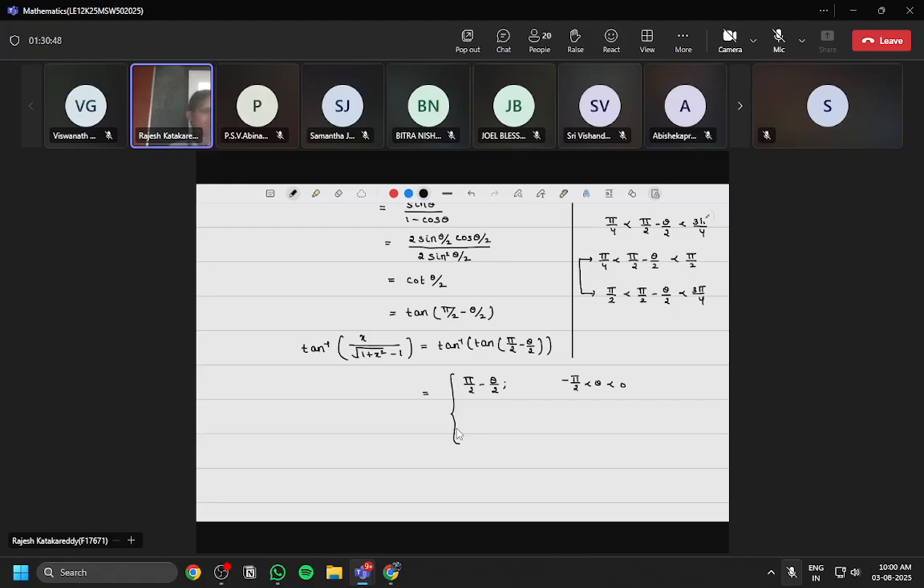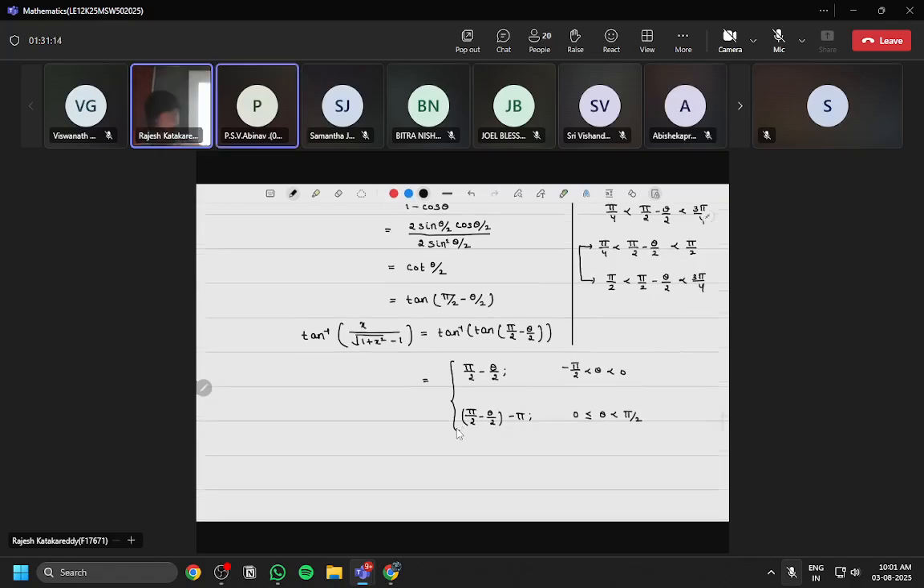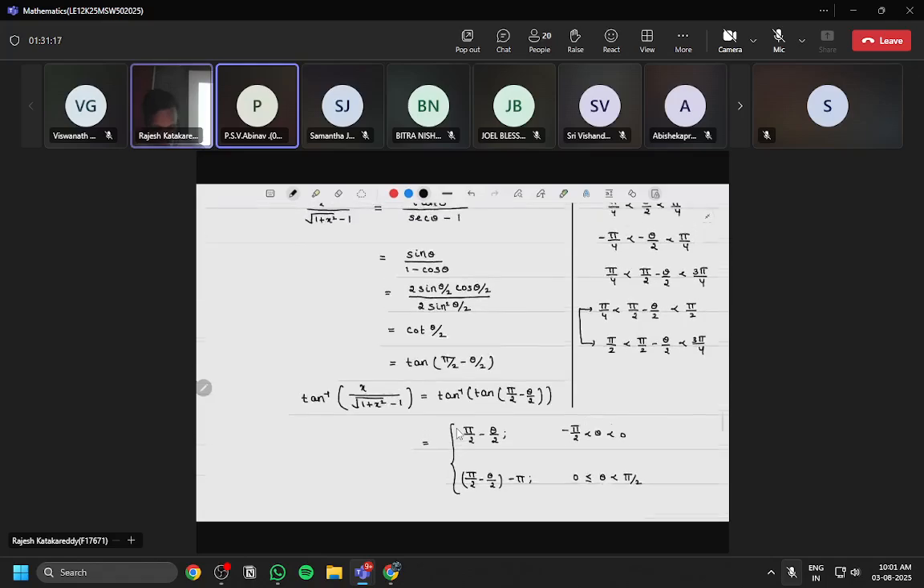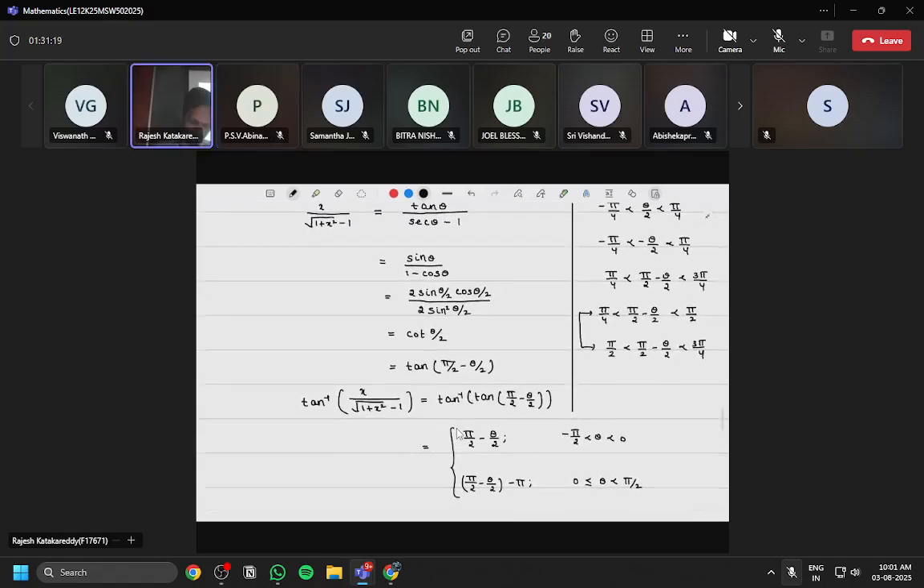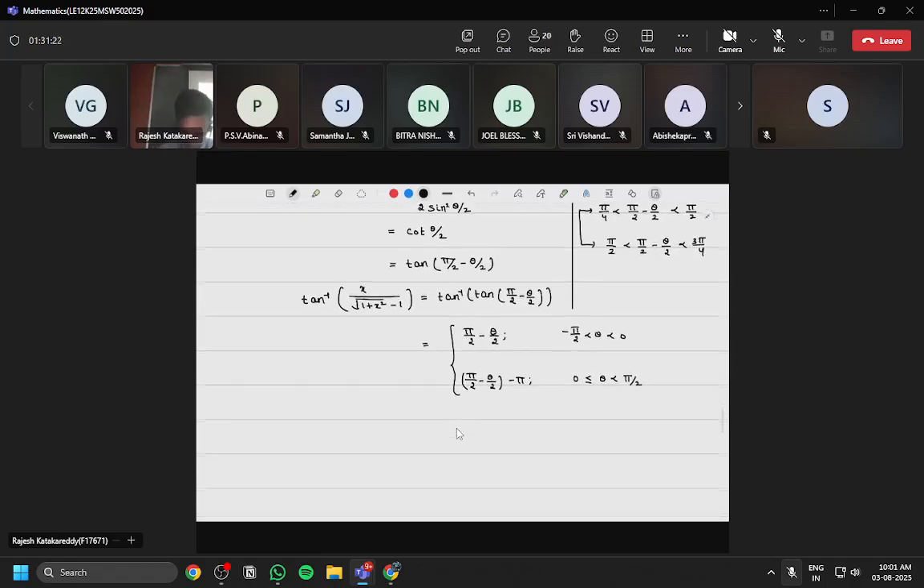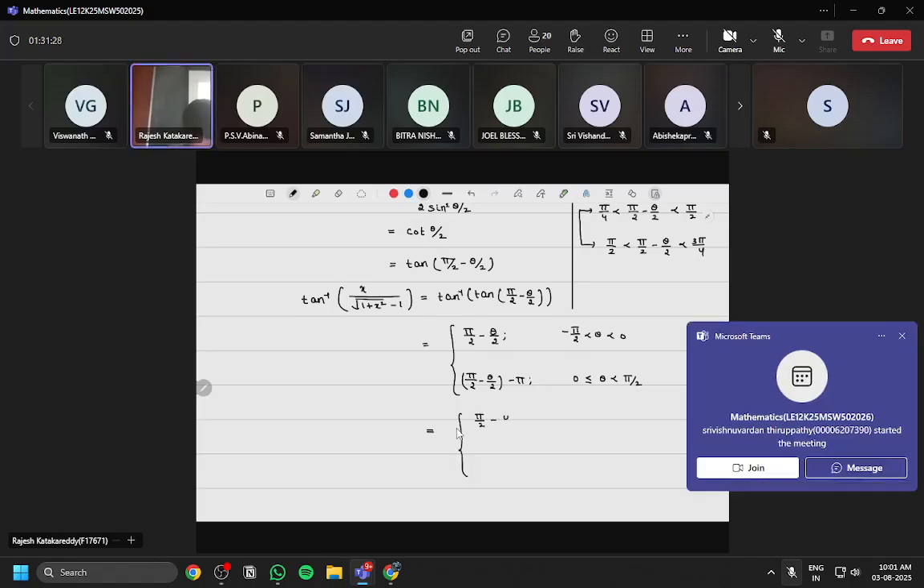Slope is 1. The x-intercept will be pi comma 0 in the second case. So y equals 1 into x minus pi. So that will be x minus pi, it becomes pi by 2 minus theta by 2 minus pi. This is the case when 0 less than theta less than pi by 2. Clear? Sir, can you scroll down, sir? I give time to copy it. So how much is this? Pi by 2 minus theta by 2.